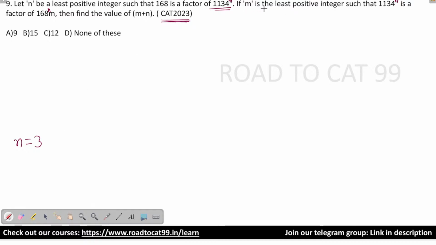नाउ m पे बात करते हैं. इफ m इज द लीस्ट पॉजिटिव इंटीजर सच दैट 1134 पावर n इज ए फैक्टर ऑफ 168 पावर m, देन फाइंड द वैल्यू ऑफ m प्लस n, राइट? अब देखो n आपका डिफाइन हो गया, n की वैल्यू 3 आपकी डिफाइन हो गई, राइट? सो यू कैन राइट 1134 क्यूब इज इक्वल टू 2 की पावर 3 इंटू 3 की पावर 12 इंटू 7 की पावर 3, right? And now 168 power m is a factor of this.